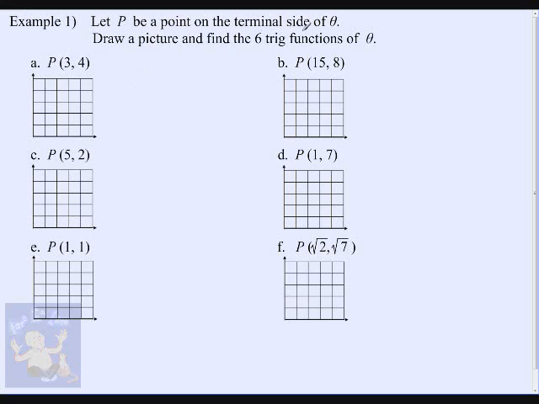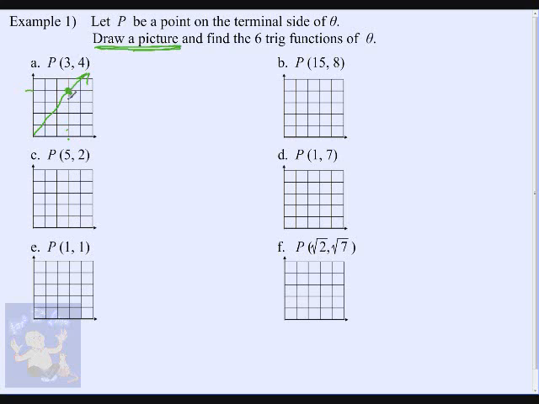Let P be a point on the terminal side of theta. Draw a picture. Ooh, that's such a good idea. I am going to be counseling you to draw pictures, not only in trig, but also next semester in stats. If I assume that each grid is 1 by 1, my point 3 somewhere here, and 4, so where do those meet? Right there. Draw a picture.